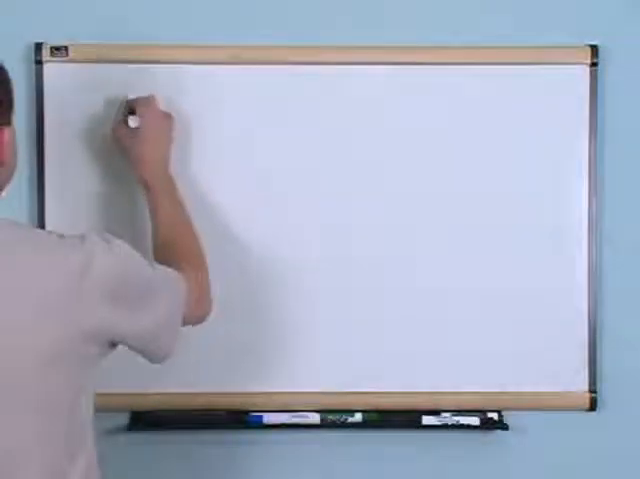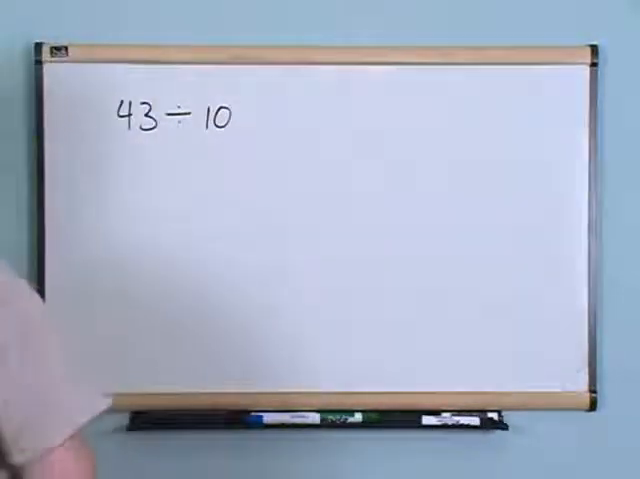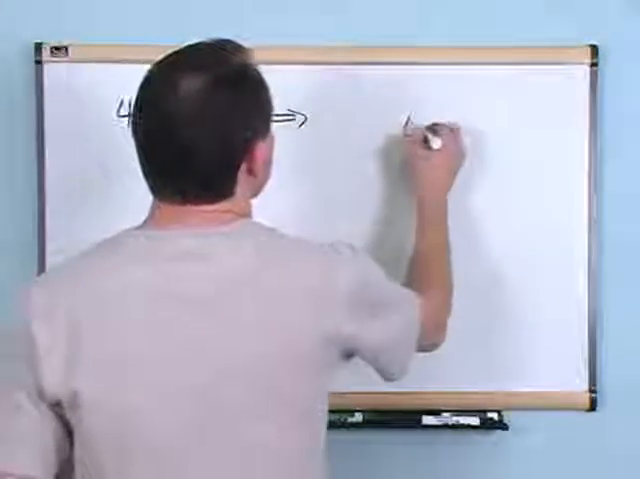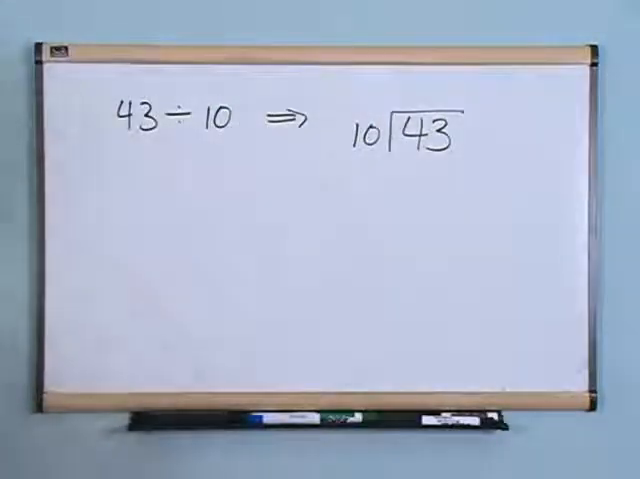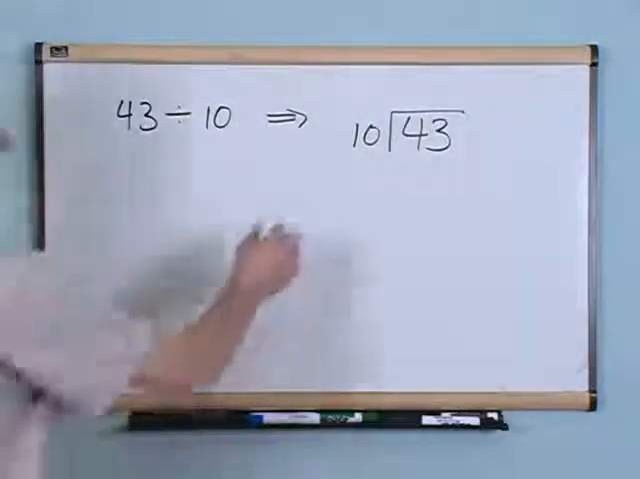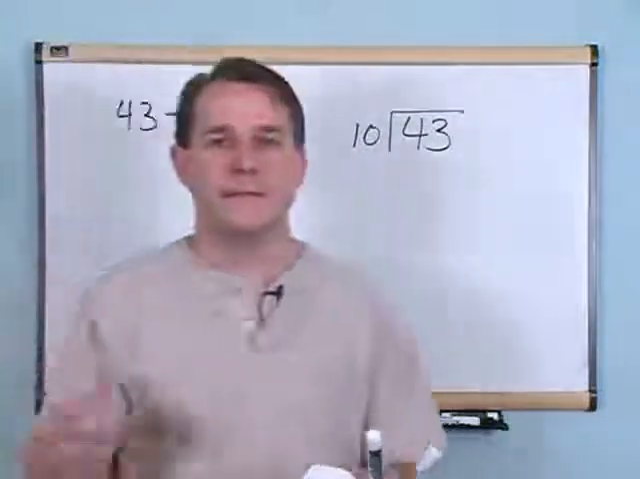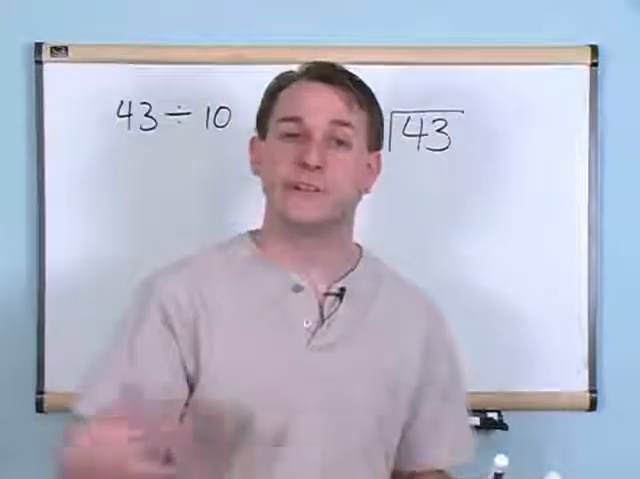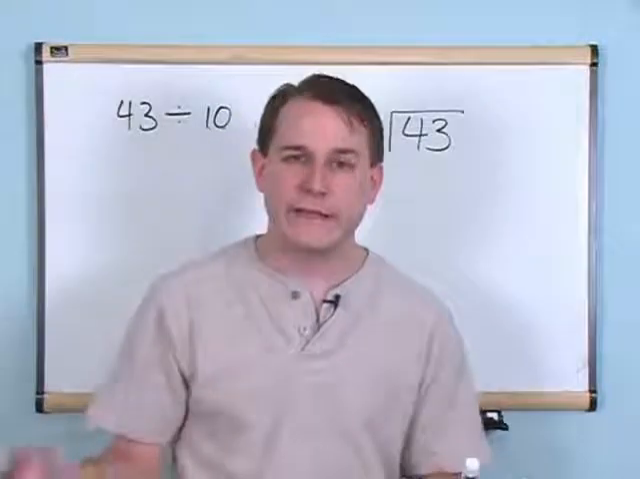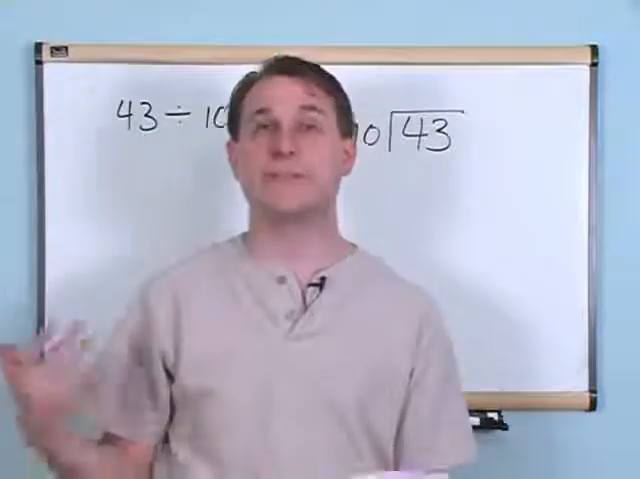Let's say you have 43 divided by 10, okay? So we're going to write that as 43 underneath the house and 10 on the outside, okay? So I'm taking 10, I'm dividing into 43. How many times can that happen? 10 times 1 gives you 10. 10 times 2 gives you 20. 10 times 3 gives you 30. We're getting close. 10 times 4 gives you 40.